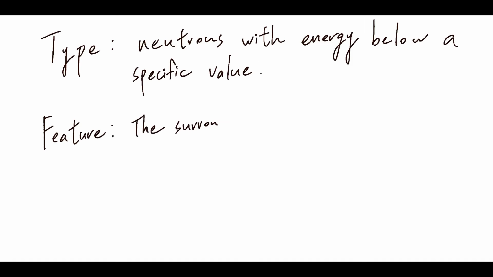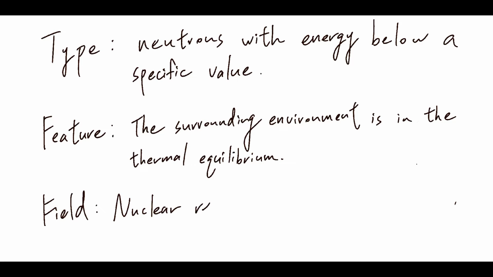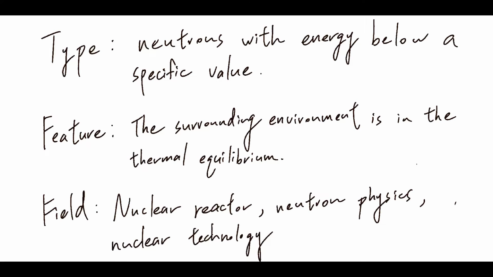It is a type of neutron whose energy is lower than a specific value, and the surrounding environment is in thermal equilibrium. Next, we're going to introduce some fields of application. Slow neutrons refer to low-energy neutrons with thermal energy levels, about 0.025 electron volts, whose own energy is not enough to cause ionization and excitation. However, this neutron exists in nuclear reactors. When material is irradiated in these reactors, it directly causes a number of chemical changes.